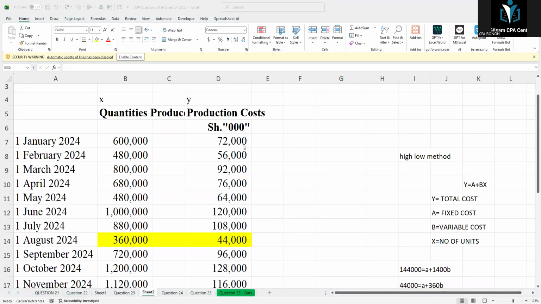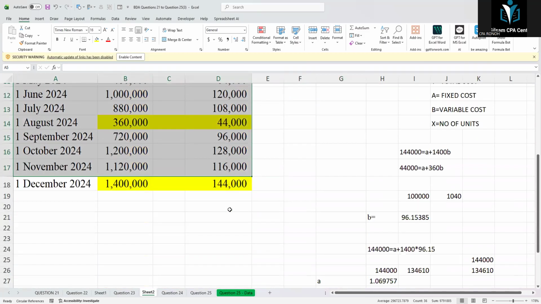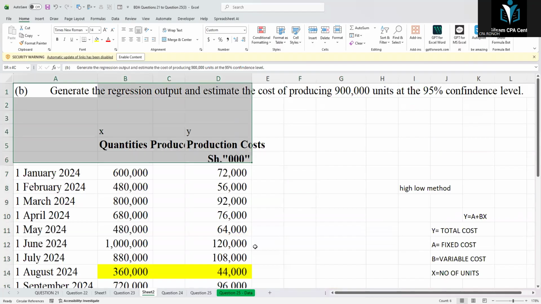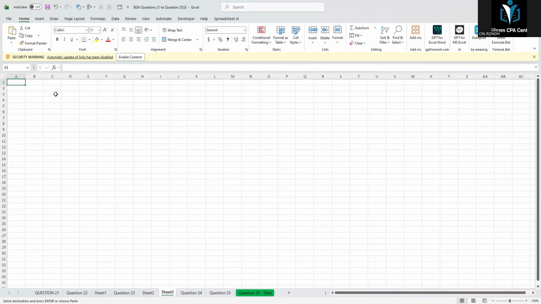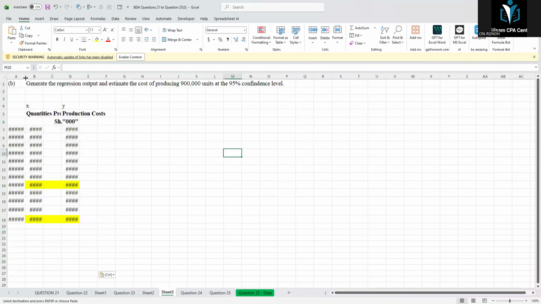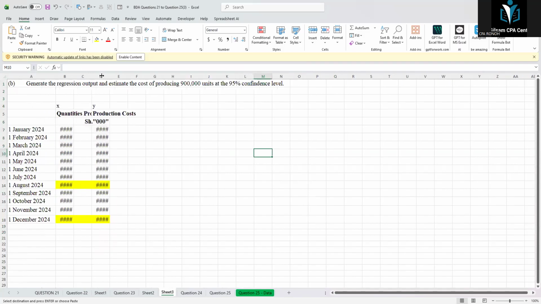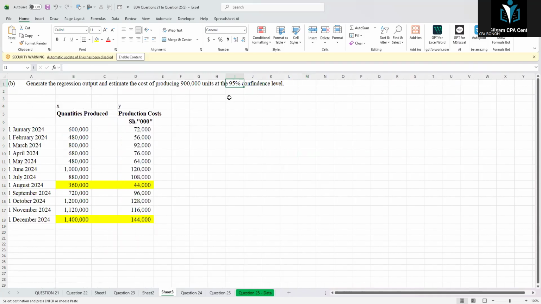I'll not use the long method because you might not be asked to do the long method. In Excel here, we can choose Excel formulas, but there is another formula of using the long method, but I don't want to use that one. So let's use Excel because we have been told to have a confidence level of 95.